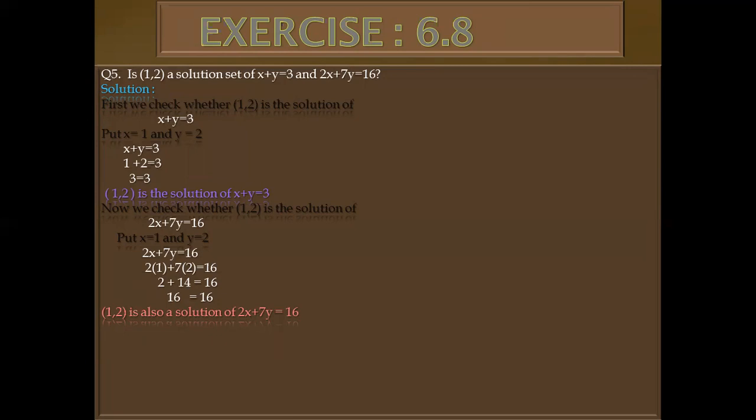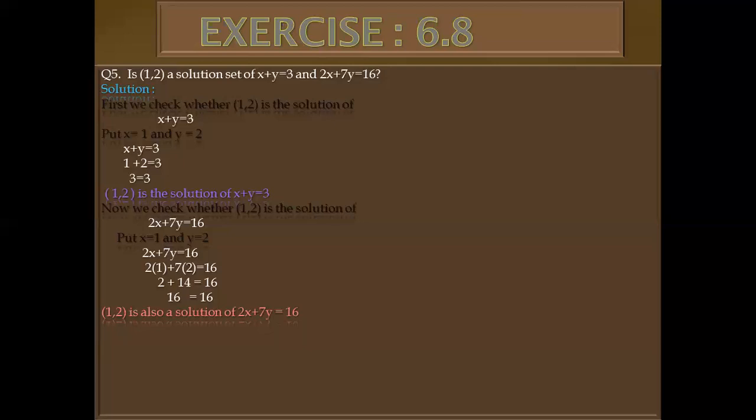In question 5, (1, 2) is the given ordered pair. It means x is 1 and y is 2. First, we check the first equation, x plus y is equal to 3. At a time, you will put the value of x and y both in the equation and see whether by adding them we get 3 or not. Yes, 1 plus 2 is 3. Both sides are equal. It means that (1, 2) is the solution of x plus y is equal to 3.